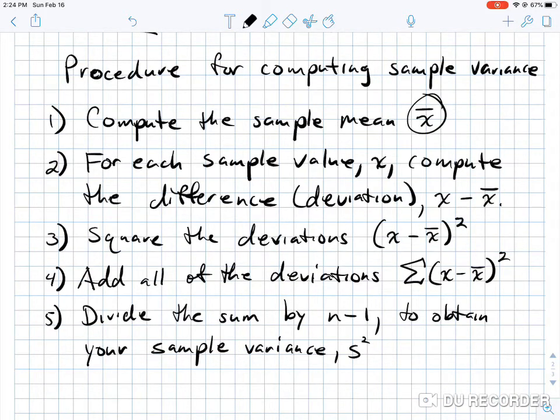Then with your step 3, square the deviations. Okay, x minus sample mean squared. Okay, add up all these deviations, and then divide the sum by n minus 1. Okay, and after that, you should have your sample variance. Now, to get the standard deviation, you just simply take that value, find the square root, and you're good to go. Okay, so we're going to do this by hand, and then we're going to do this in Excel real quick.